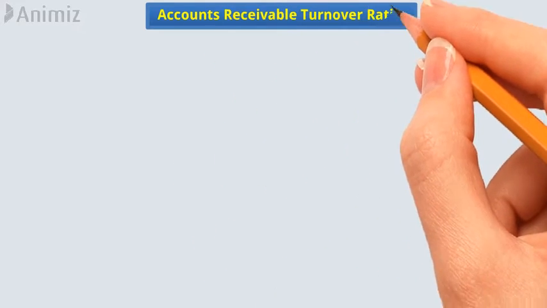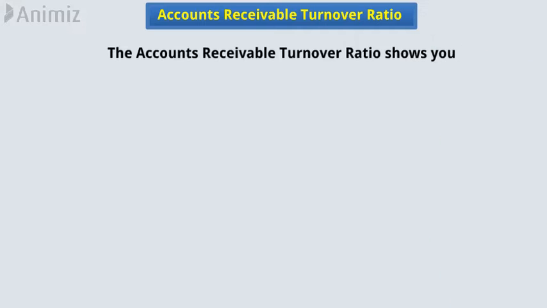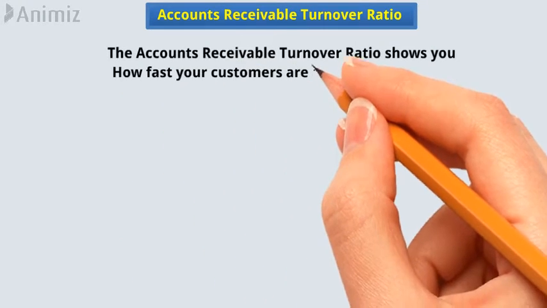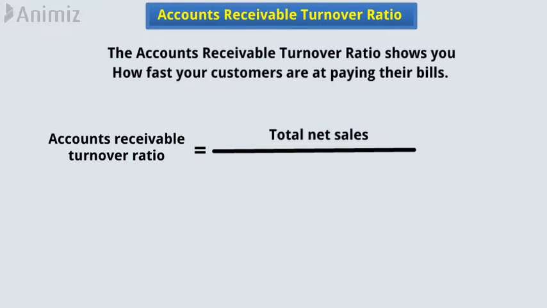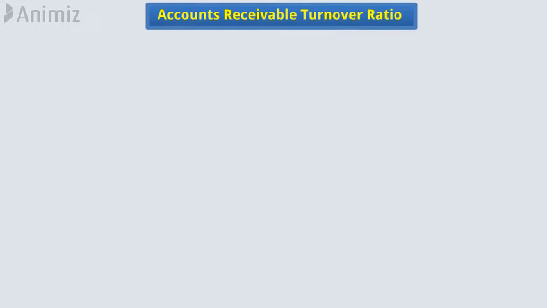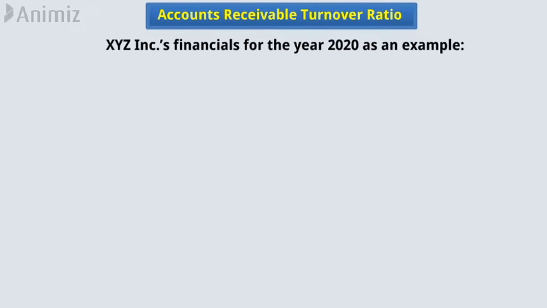Now come to, what is the accounts receivable turnover ratio? The accounts receivable turnover ratio shows you how fast your customers are at paying their bills. We calculate it by dividing total net sales by average accounts receivable. Let's use an imaginary company XYZ Incorporated's financials for the year 2020 as an example.